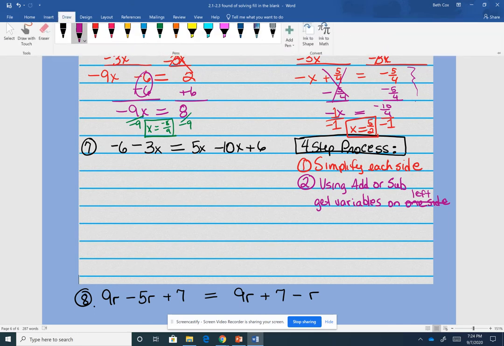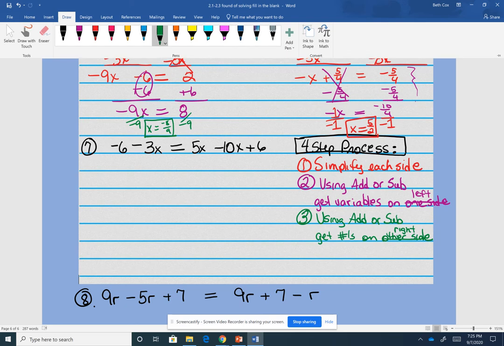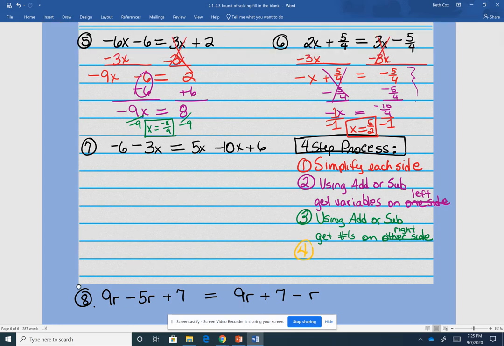Then the next step, using add or subtract, we're going to get the numbers on the other side. So now if we did the left for the variables, the other side would be the right side. And then the last step, oh, it doesn't show up as well on the right. The last step has generally been a divide. But technically it could be a multiply.